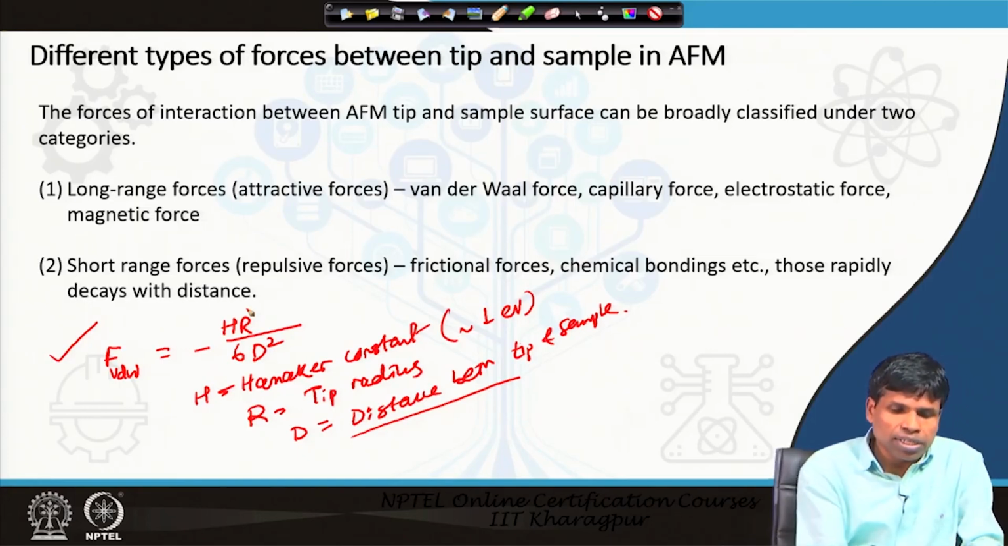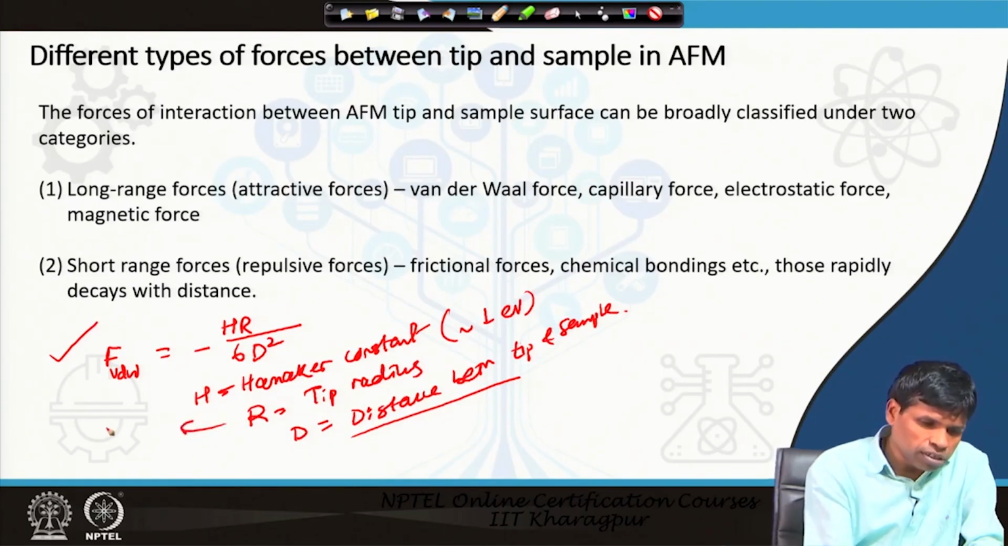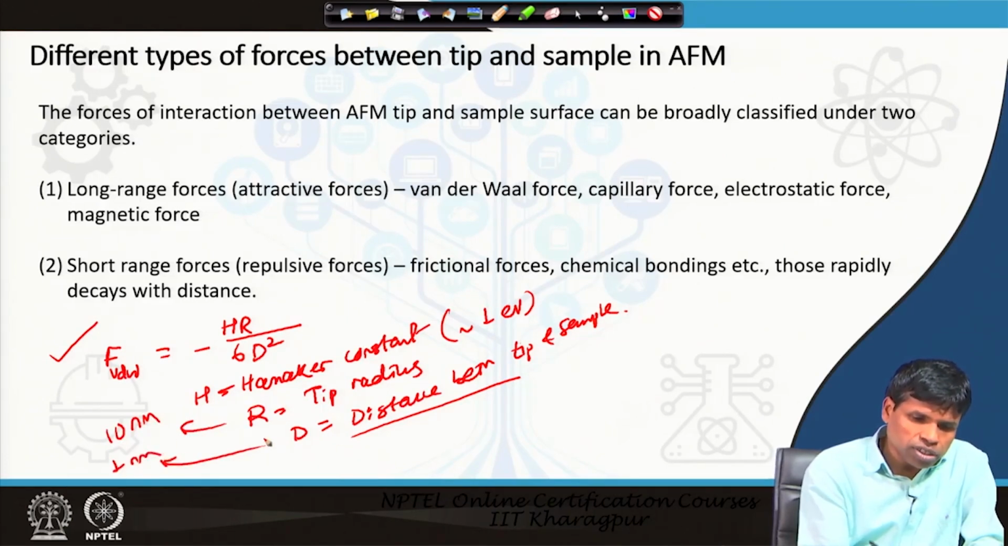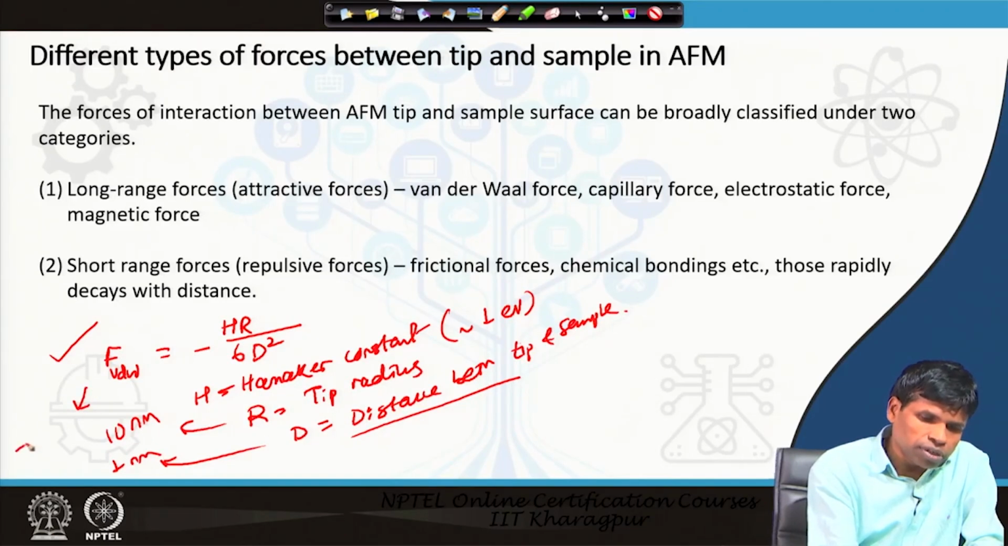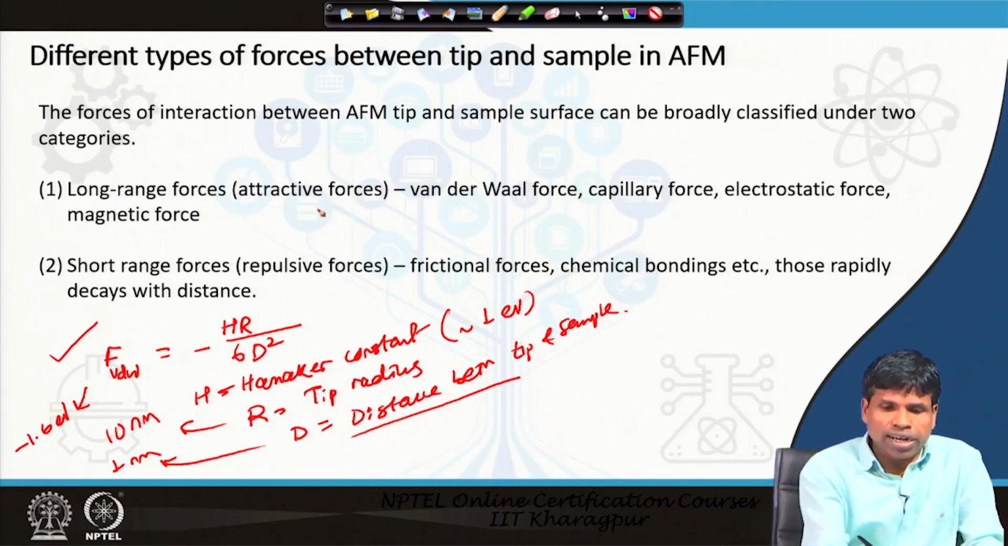For example, if a tip has a radius of, let us say, 10 nanometer, and the separation D is, let us say, 1 nanometer, then our Hamaker constant can be found at around 1.6 electron volt. So, this happens with long range attractive forces.